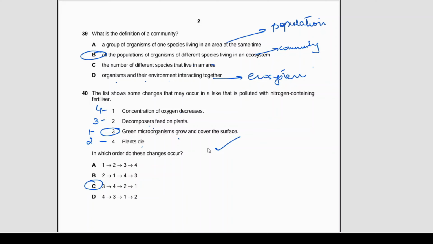I hope you are getting how to solve the questions. The more you practice, the more confident you are going to be in solving.